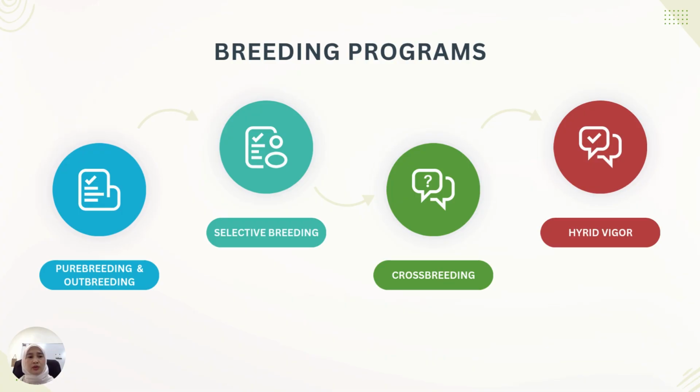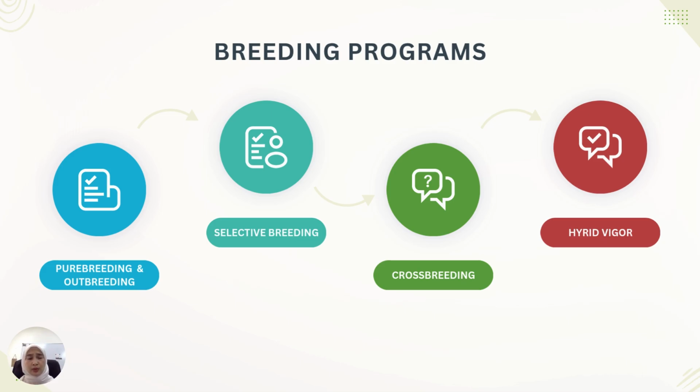When we run pure breeding, commonly seed producers adopt pure breeding because they want to maintain a specific or similar genetic composition in that animal, because they want to maintain their seed quality.